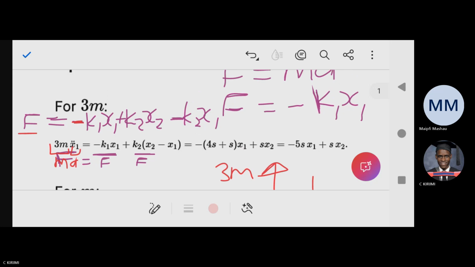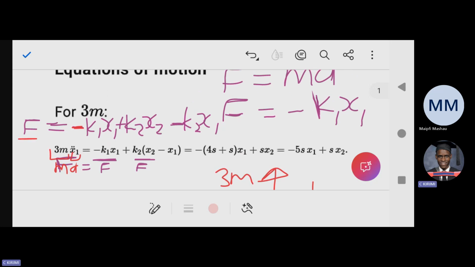So what just happened here? We factorized. You see K2 is common here. This was just factorization; we factored out and grouped K2 times (x2 minus x1). Then we are now talking in terms of S. This was just our spring constants.